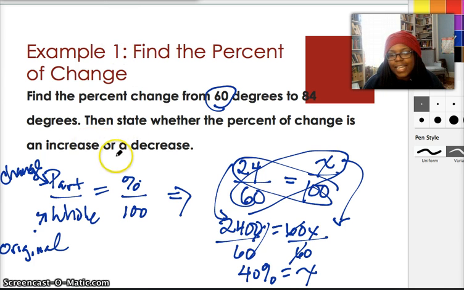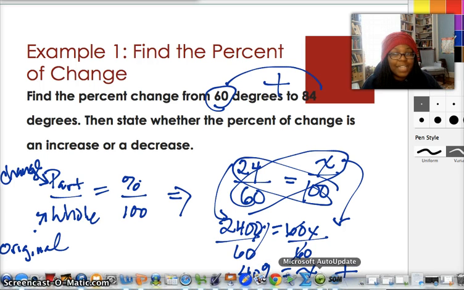All right, so I guess now the question is, is this an increase or decrease? And I hope that you guys see, yeah, going from 60 to 80, that is definitely an increase. So it is a percent increase. And if you have this value and you want to put a plus beside it to indicate percent increase, I'm totally down with that. All right, let's take a look at another example.